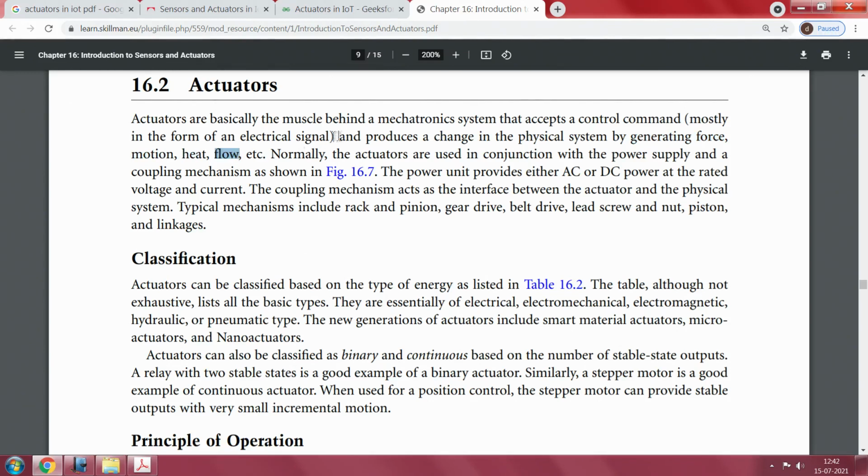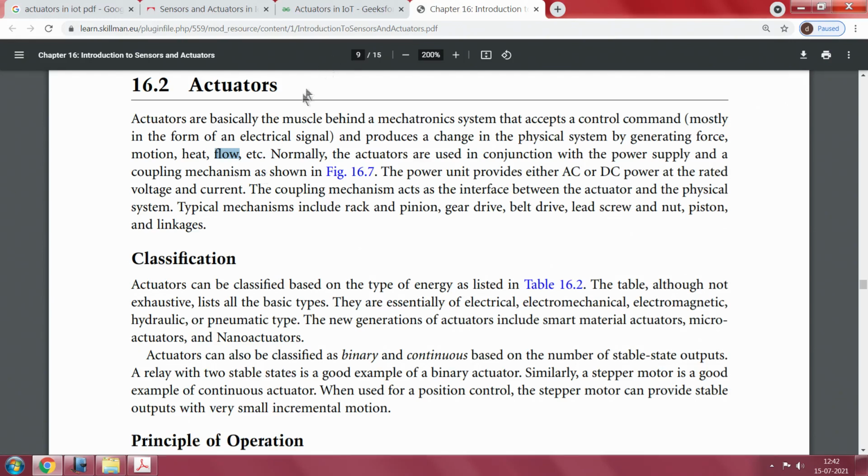If you actuate a heater, then it will produce heat. If you actuate a valve, it may actually bring in certain flow, right, it may actuate a flow. If you connect it to, let us say, a robotic arm, the robotic arm itself will generate a certain force, right, and so on. So these are all actuators essentially, okay.